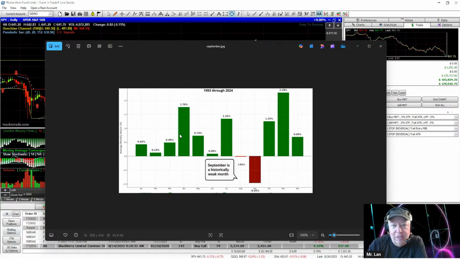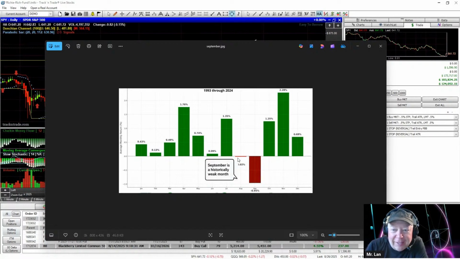This is the stock market from 1993 through to 2024, and that's what it generally looks like. So you see October and November, generally really big months, following this pretty dead September or October. What's the month before September? August and September. And so that's kind of what we're sitting through right now, right?